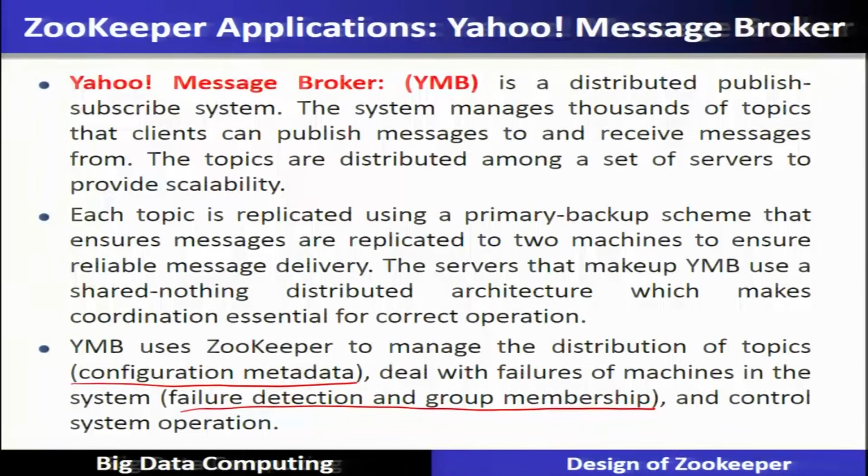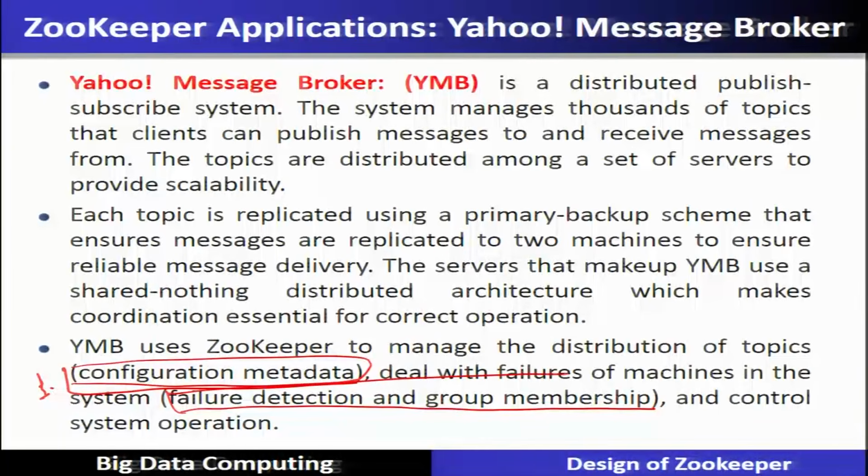So, therefore, we can summarize that the publish subscribe system made by Yahoo, that is called Yahoo message broker system, uses Zookeeper as the coordination service to manage the distribution of the topics using configuration metadata. Then it deals with the failures of machines in the system using the failure detection and the group membership of Zookeeper, and also it performs the control operation.